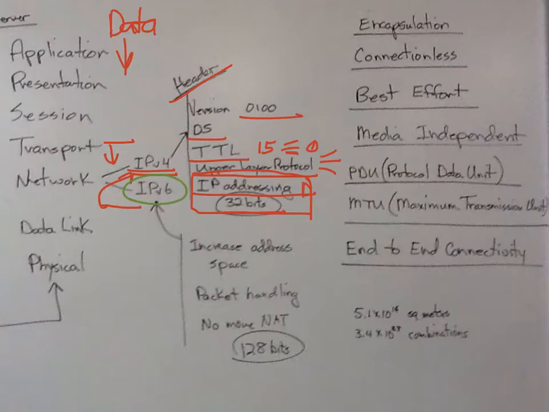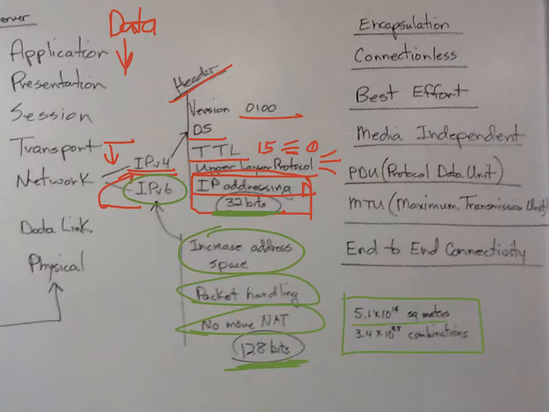Now, the new one, IP6, has an increased address space, a smaller header, and no NAT, so we don't have to do network address translation. I'm going to talk more about that in a minute. 128 bits compared to 32, which is huge. For example, this is the area of the Earth, and this is how many combinations we have with 128 bits. Literally billions upon billions for every square meter. We have more addresses than we'll need on Earth anyway.